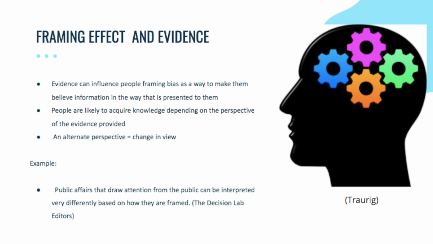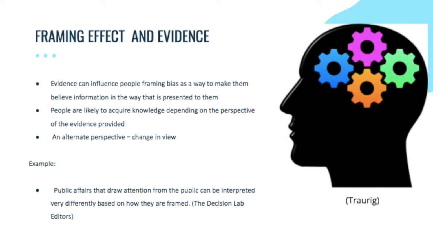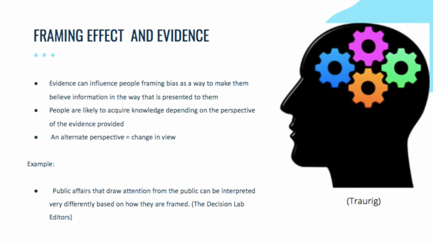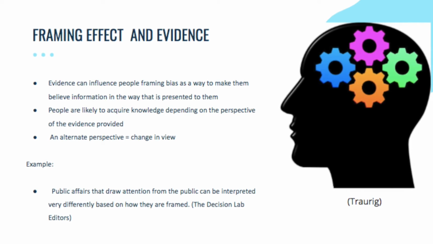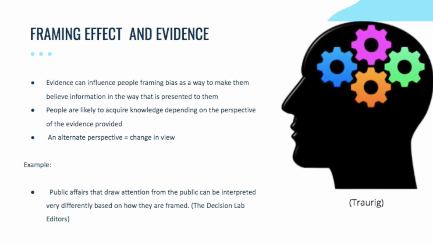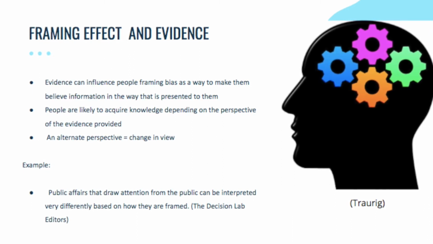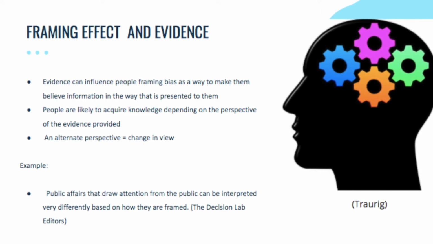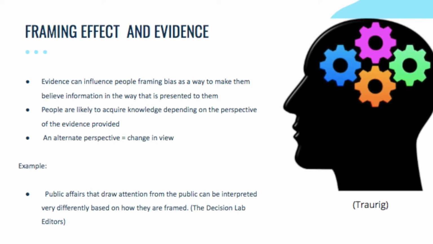Evidence can influence people's framing cognitive bias as a way to make them believe information in the way that is presented to them. By utilizing evidence to present information and support it, people are more likely to acquire knowledge depending on the perspective of the evidence provided. However, if an alternate perspective is presented with different evidence, the audience might change their views.